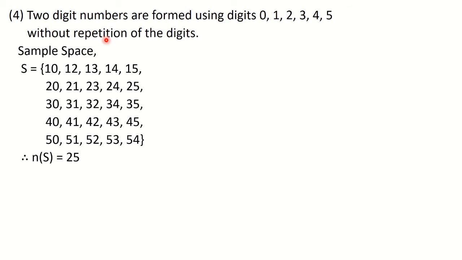If this word is not given, then you can write down all the numbers. Okay, so here we have 5 numbers in each line and we have 5 lines. So n of s is 25. Always keep the habit of writing in the same manner. Don't go on writing on a single line.